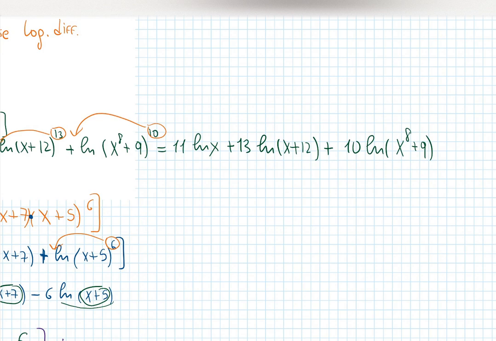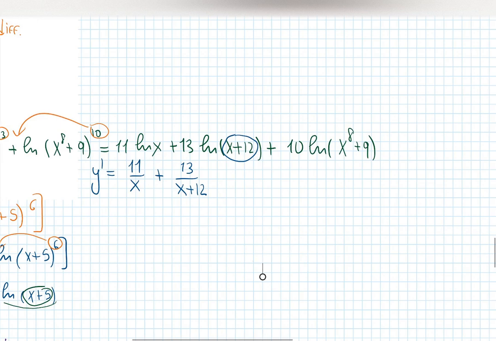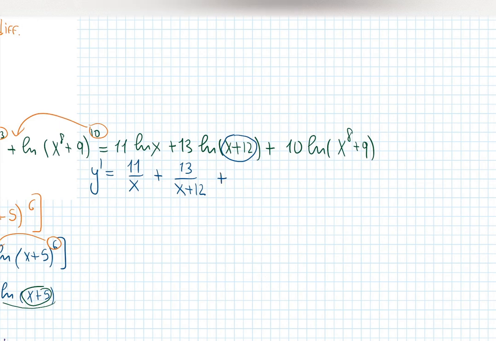Let's differentiate this piece. y prime equals 11 over x. Agree or not? Derivative of log is 1 over x, times 11 becomes 11 over x, plus 13 over (x plus 12), because derivative of log of (x plus 12) is 1 over (x plus 12) times derivative of the function inside, but derivative of the function inside is 1, and 13 is in front of it, so I can just simplify it this way.